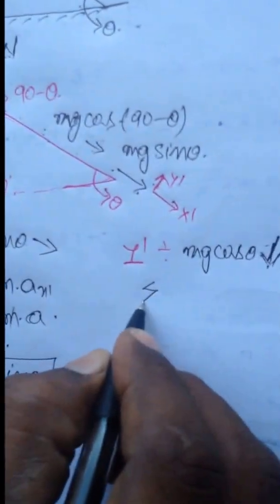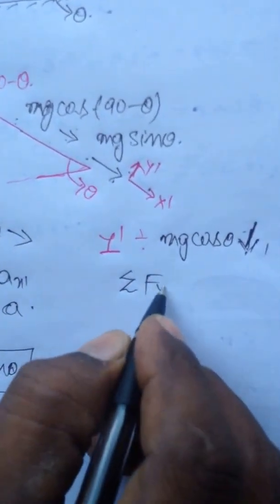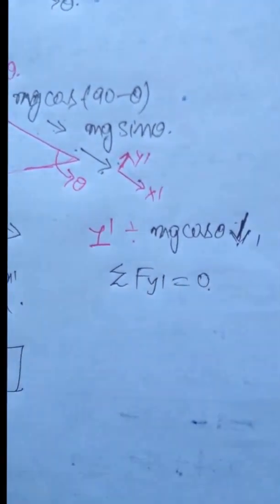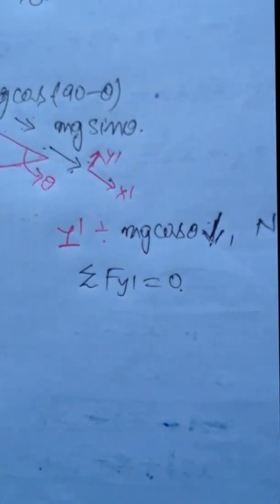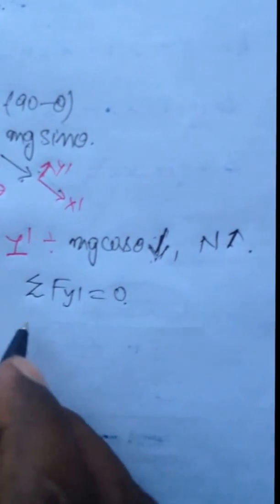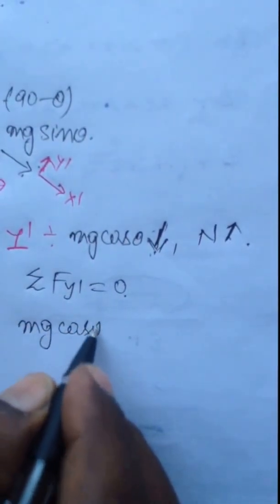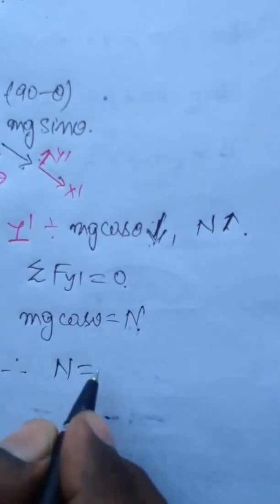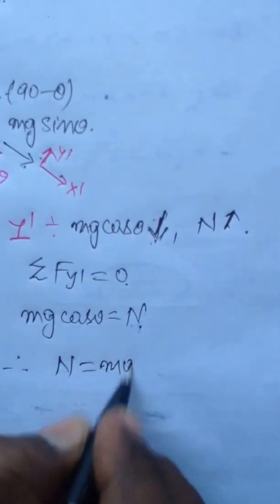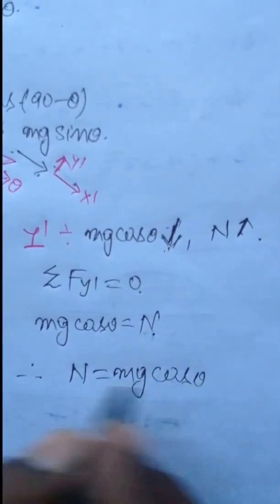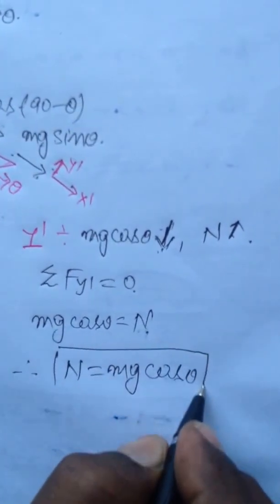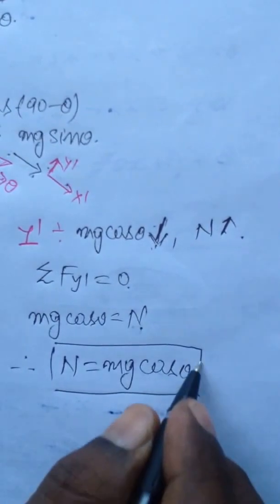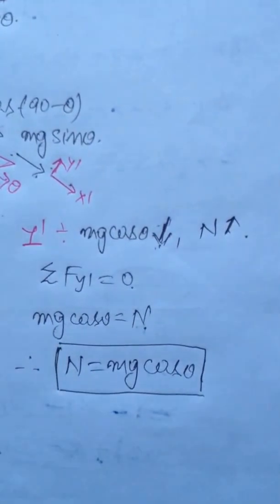So from Newton's second law of motion, what I can write? The resultant of all the forces along the y dash direction should be equal to 0. This is possible when this downward force is equal to the upward force. That is, mg cos theta is equal to capital N. Therefore, the normal reaction between the block and the wedge is given by N is equal to mg cos theta. This is the expression for the normal reaction between the block and the wedge.